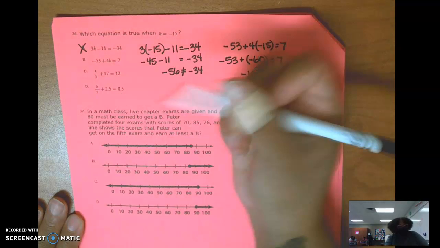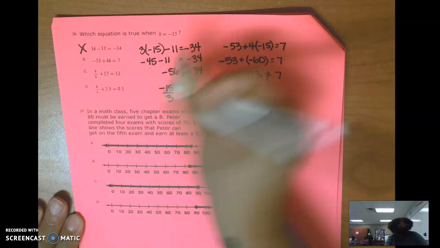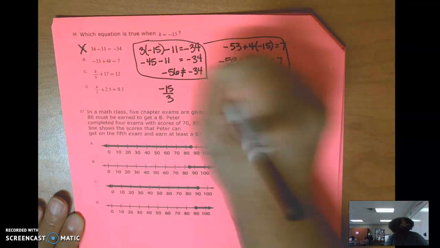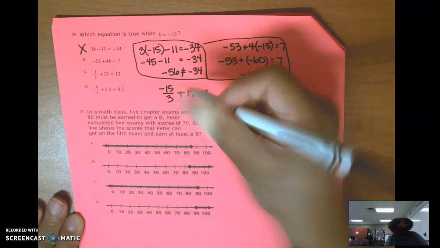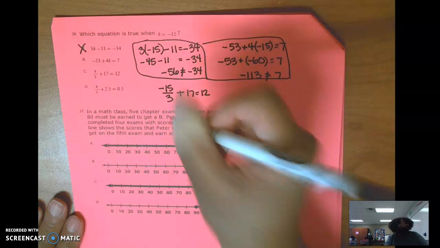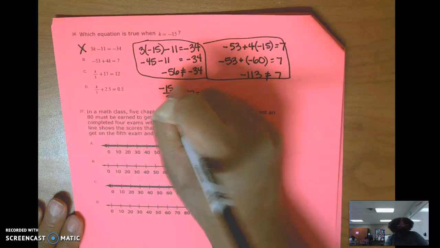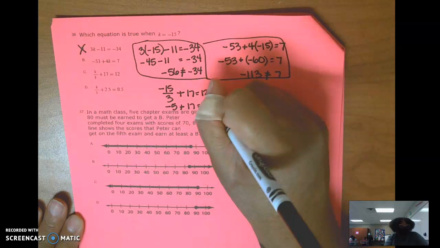k over 3, negative 15 over 3, plus 17 equals 12. What's negative 15 divided by 3? Negative 5. Watch your signs. Negative 5 plus 17 is? 12. This one works.